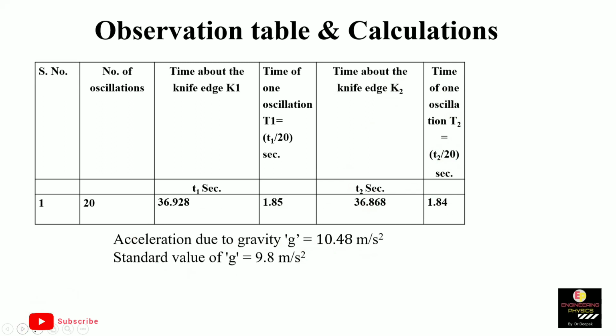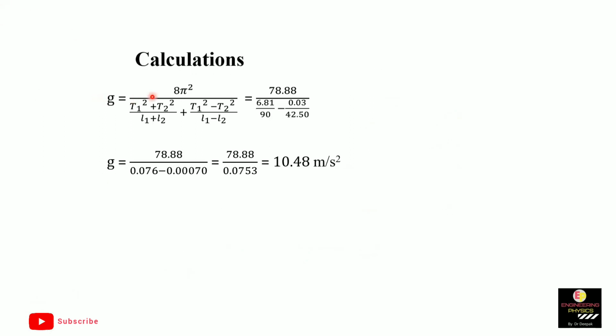Now, how can we do the calculations? Here g is equal to 8π² divided by [(T1² plus T2²) divided by (L1 plus L2) plus (T1² minus T2²) divided by (L1 minus L2)]. We have found the time period for one oscillation, we are using that, and this is the square of it. We have added the value 6.81 and the length L1 plus L2, which is equal to 90, and T1² minus T2² is 0.03 divided by L1 minus L2, 42.50.